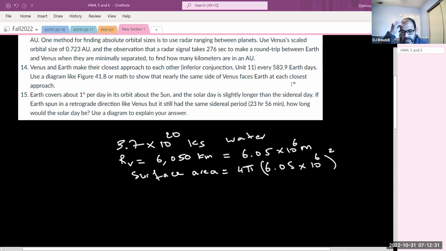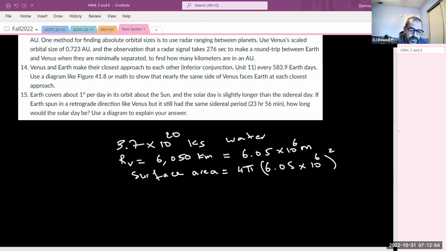Okay, so just do the numbers in here. Because 6 squared is about 36. So we take the decimal points, it's going to be 3.6. And don't forget, when you square it, the 10 to the power 6 becomes 10 to the power 12. Okay. So this should give me the surface area of Venus.